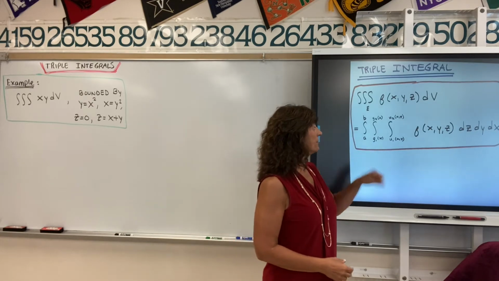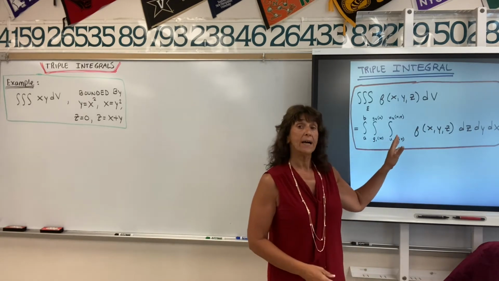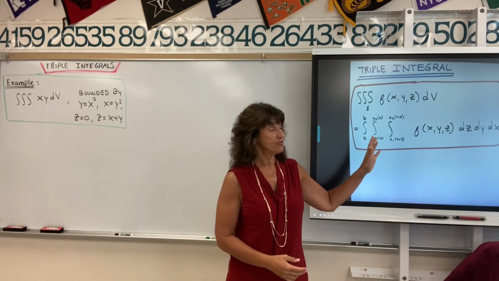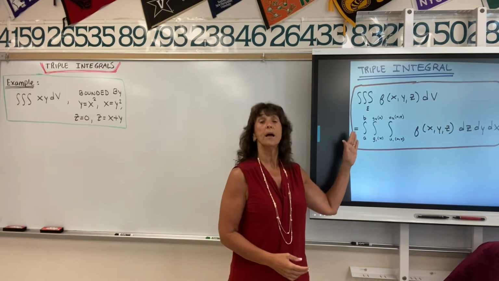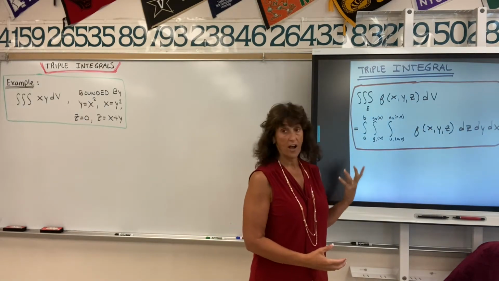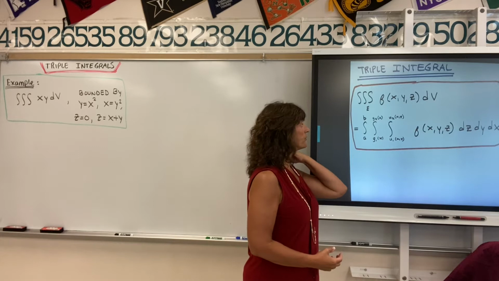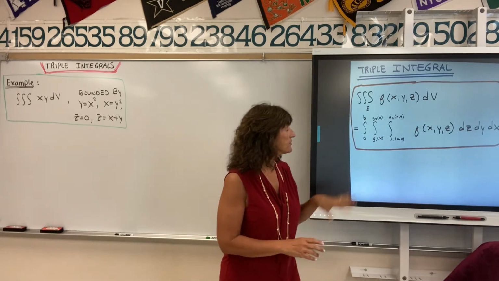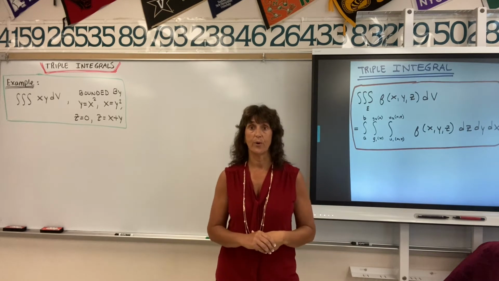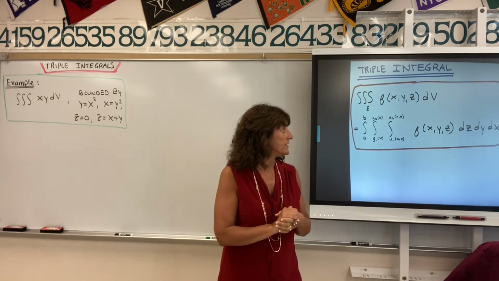When you're setting up your triple integral, the inside bounds can be up to two variables. Your middle bounds can be up to one variable, and your outside bounds are constants, okay? So that's what we're going to look for when we're setting up our triple integrals. This will help us when we're putting it together, deciding which set of bounds needs to be where.